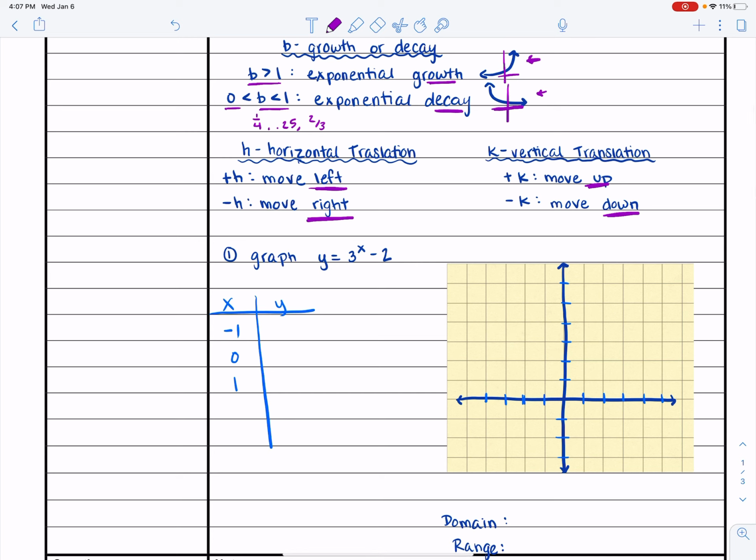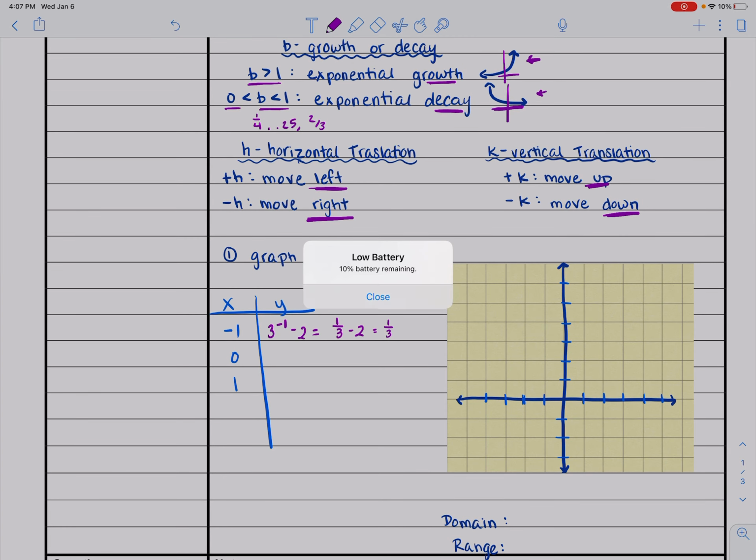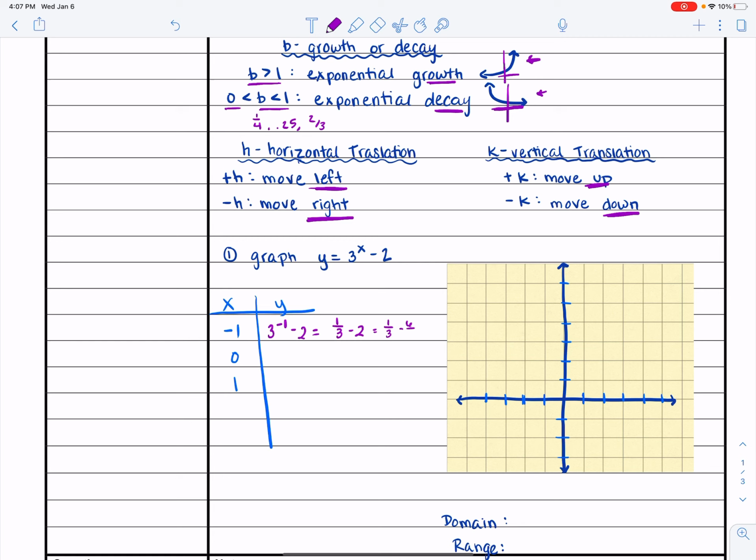Again, I just picked some random numbers in my tables. I use -1, 0, and 1. Let's figure out what the y values would be. So 3 to the -1 minus 2, that's really 1/3 minus 2. And 2 is really 6 over 3. So I have 1/3 minus 6/3. So I have -5/3.